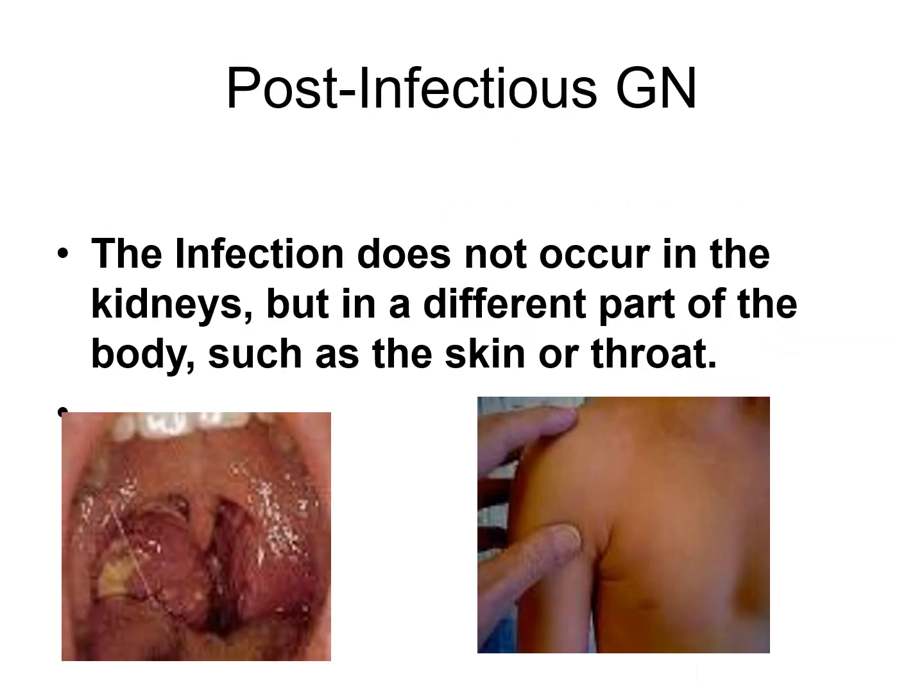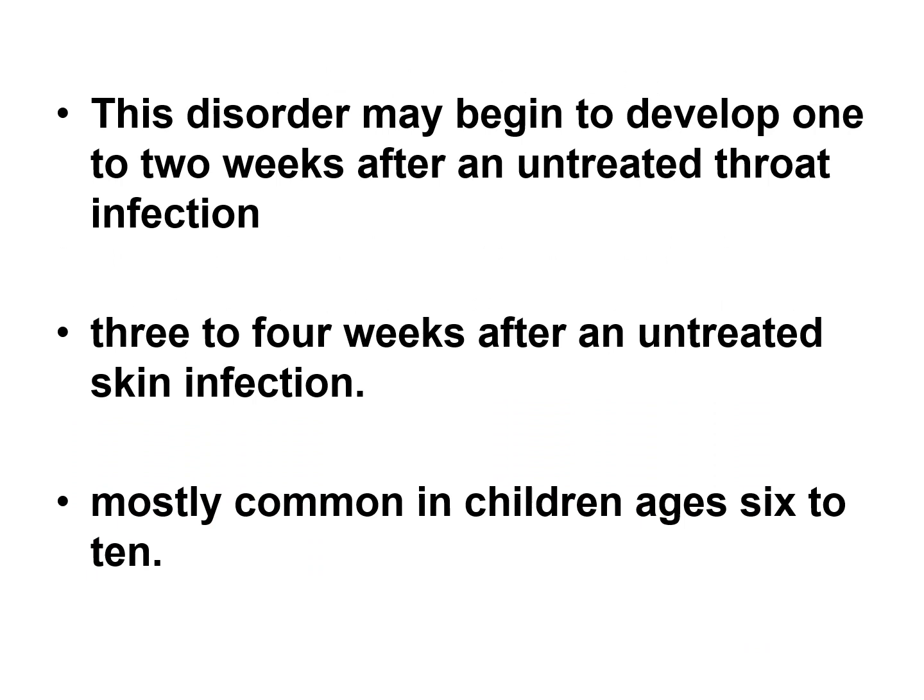The infection does not occur in the kidney but in a different part like the skin or the throat, as we notice in this picture. This disorder begins to develop 1 to 2 weeks after an untreated throat infection or skin infection, or 3 to 4 weeks after an untreated skin infection. And the disease usually occurs in school age children, between 6 and 10 years. Okay? The child has a history of a sore throat or an infection, and after a period the child shows signs.